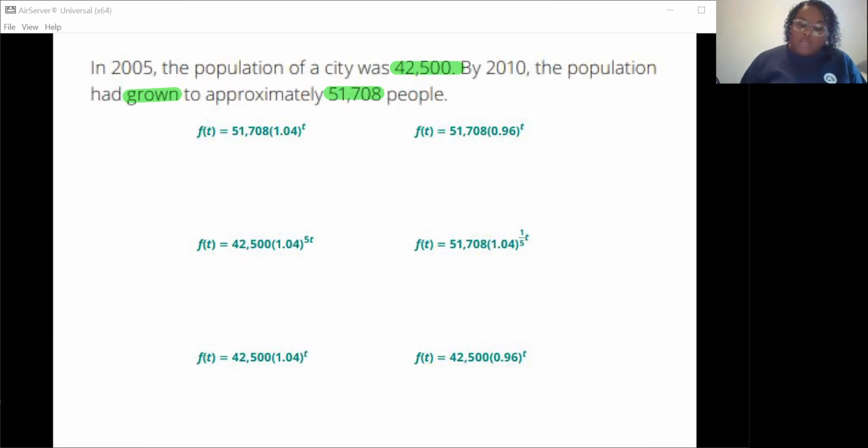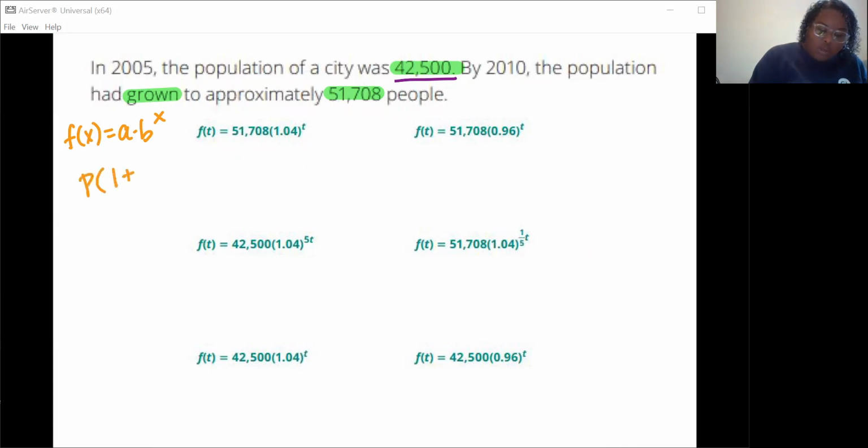So just by looking at the initial population of 42,500, that is my original value. So my a value, if we're thinking about the general structure, and I'm going to make a note of that general structure here on the side, f of x equals a times b to the power of x. So that's one way that we could think of this here. We're also talking about exponential growth. So we're talking about P times the quantity of 1 plus r to the power of t. Now, remember, for exponential growth, we know that what's inside of our parentheses here, which is equivalent to our b value, has to be greater than 1.